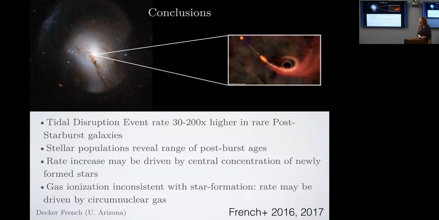Right, so with that, I'll conclude. So we've been looking at tidal disruption events. They seem to occur at a rate that's much, much higher, almost 200 times, in these rare post-starburst galaxies. Stellar population fitting reveals that there's a large range of ages after the starburst where we see TDEs, and that this increase in rate might be driven by a central concentration of new stars, but there's still a lot that we hope to do with the new HST data at the end of this year and next year.